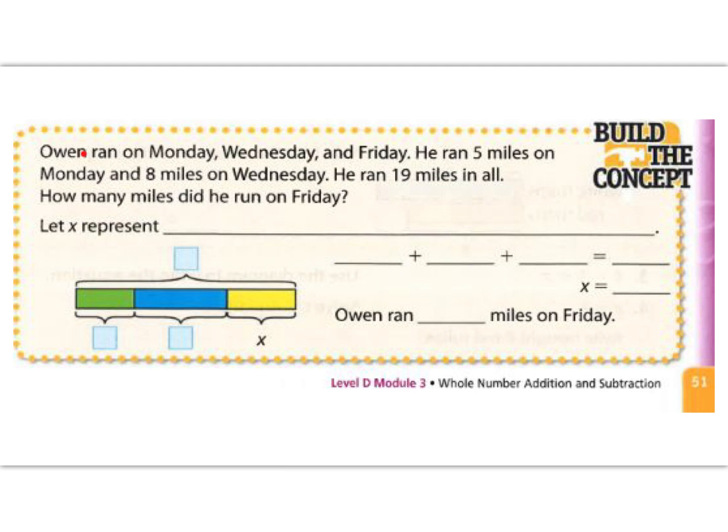Next one says, Owen ran on Monday, Wednesday, and Friday. He ran 5 miles on Monday and 8 miles on Wednesday. He ran 19 miles in all. How many miles did he run on Friday? Well, what is X going to represent? Well, we don't know how much he ran on Friday. So X will be number of miles on Friday.